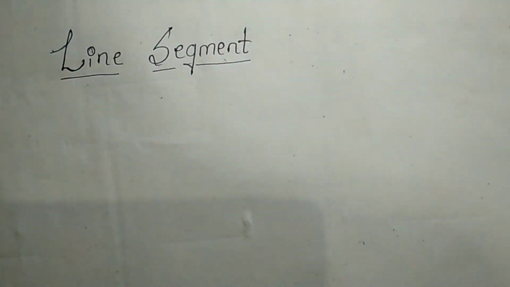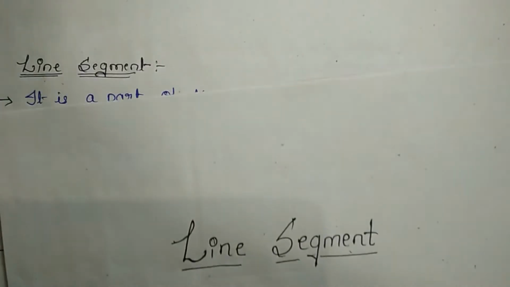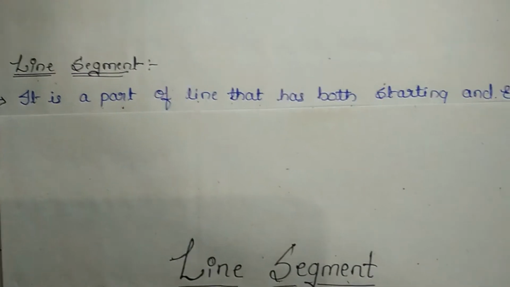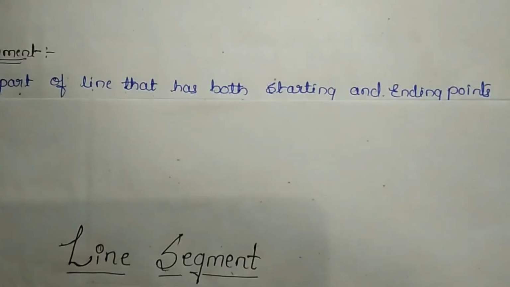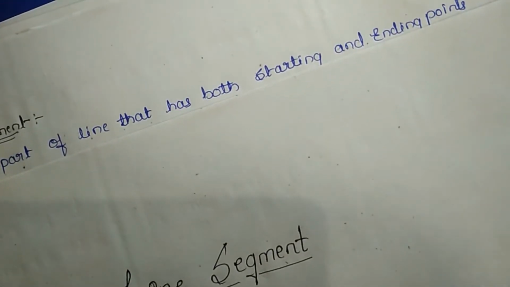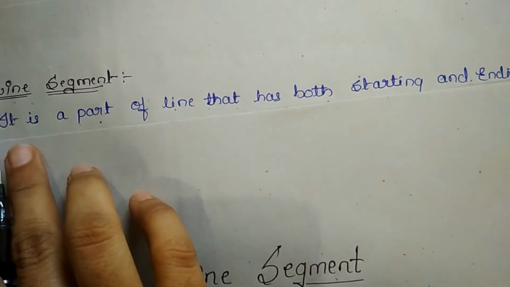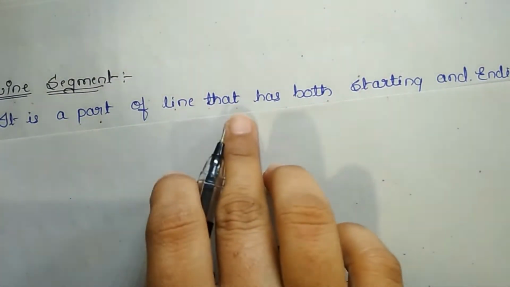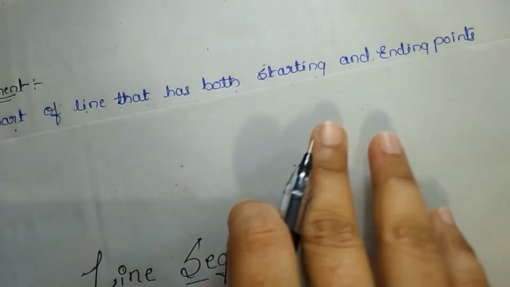What is a line segment? We'll go with the definition. Let us study the definition now. First, can you see it clearly? What is the definition of line segment here? It is a part of a line that has both a starting and an ending point.